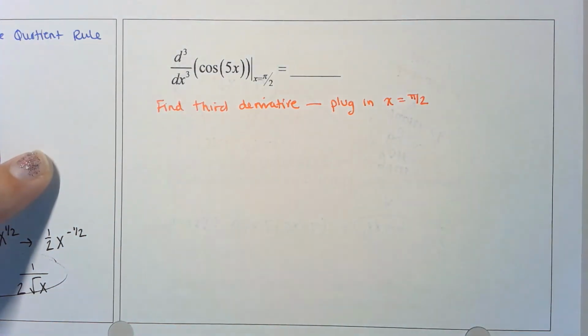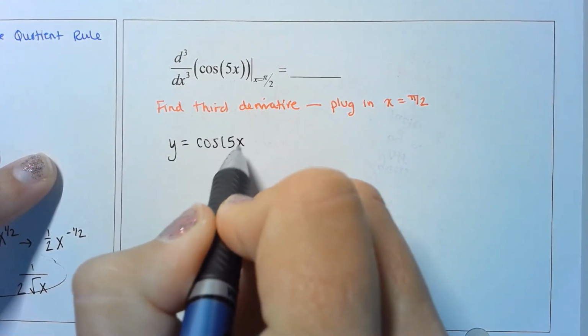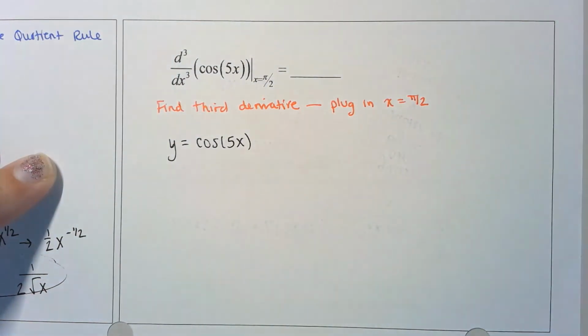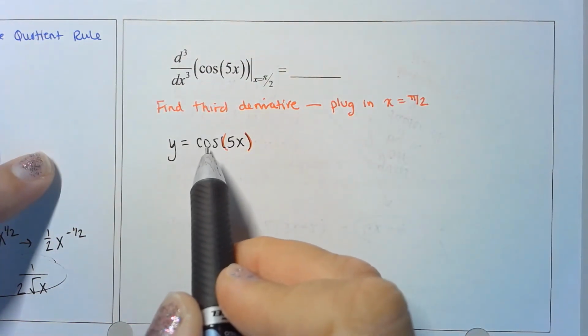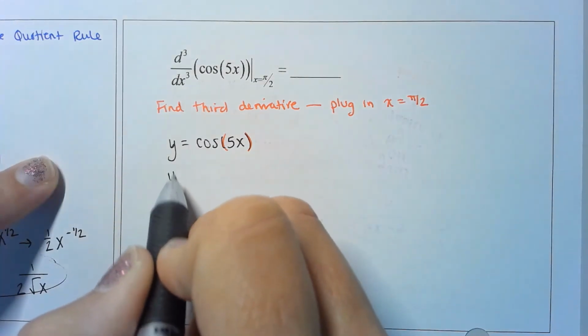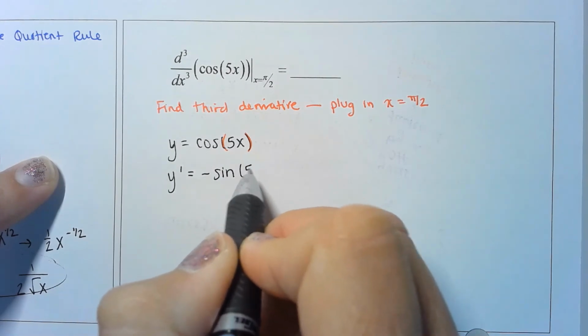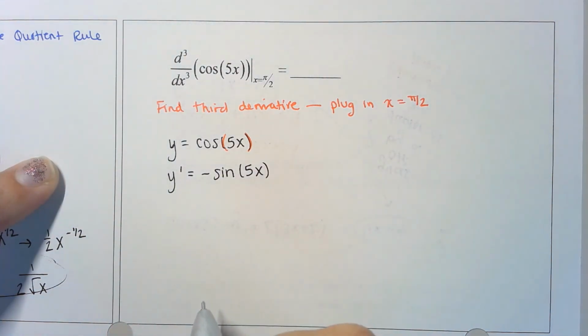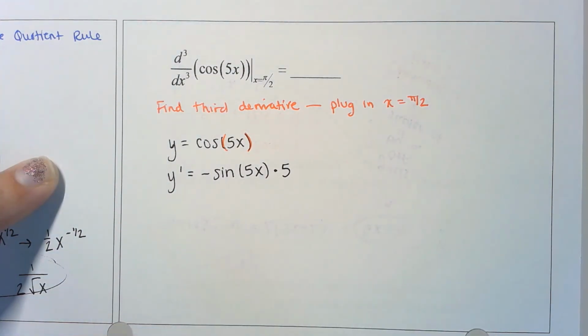Sorry, and plug in x equals pi halves. All right, here we go. I'm going to come down here and write the original y equals the cosine of 5x. And I'm going to grab my red pen again, and there's my parentheses. On the outside of those parentheses, the cosine, we're going to start there. The derivative of cosine is negative sine of 5x, right? The inside stays the same, times 5. There's my chain rule. The derivative of 5x is 5.